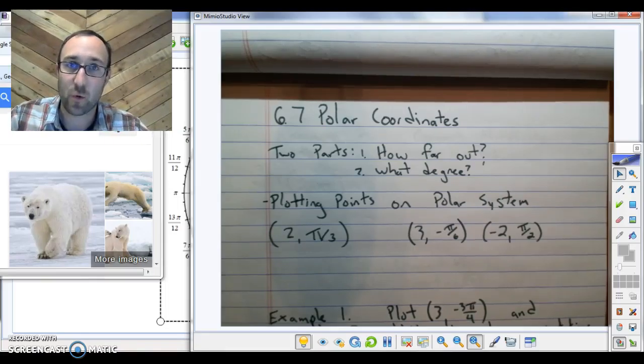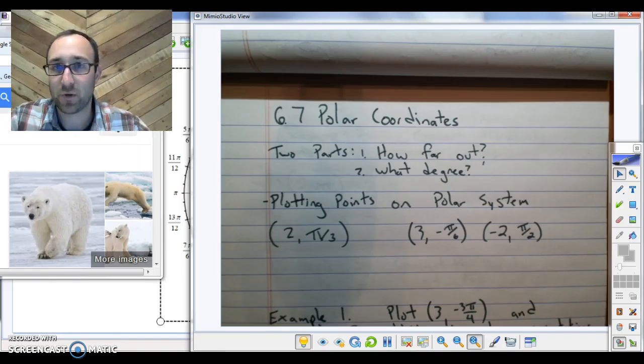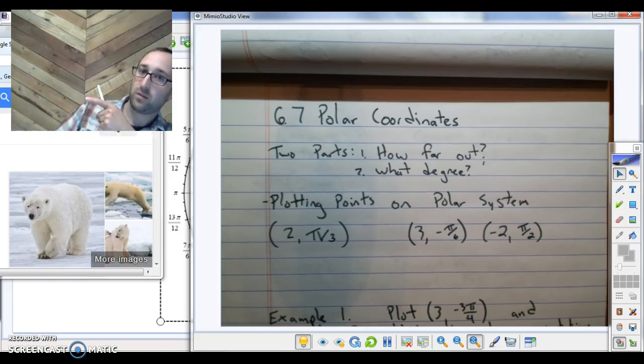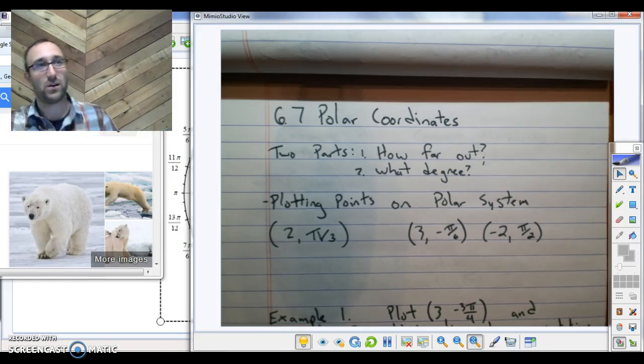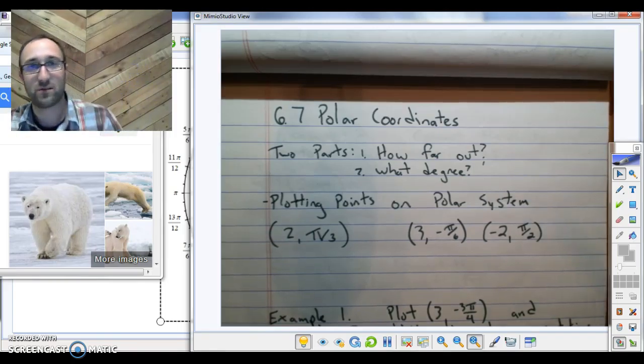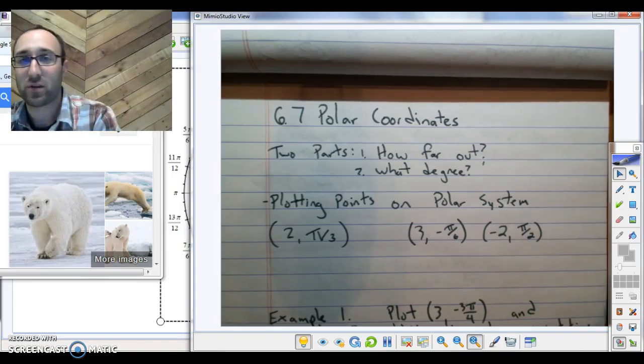It's a new type of coordinate system, and there's really only two parts, and it's actually pretty straightforward if you think about it logically. It's how far out does something go, and what is the degree at which it is. So if someone were to ask you, where's the ball? You would say, it's over there, and you would tell the degree, and then about how far it would be. It's over there about 10 feet. It's over there 6 miles. Whatever. Exact same idea with polar coordinates.